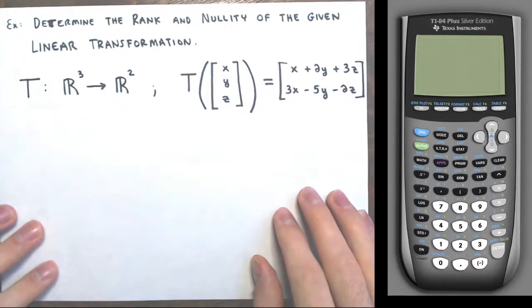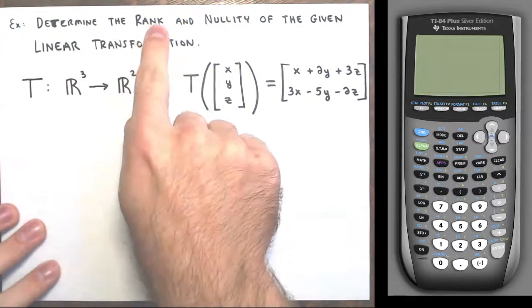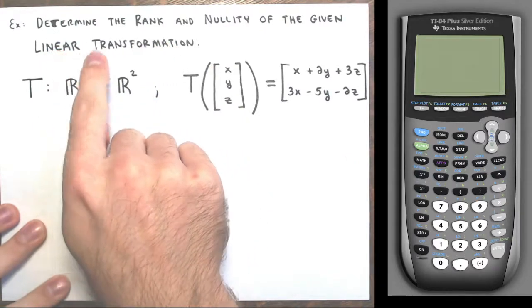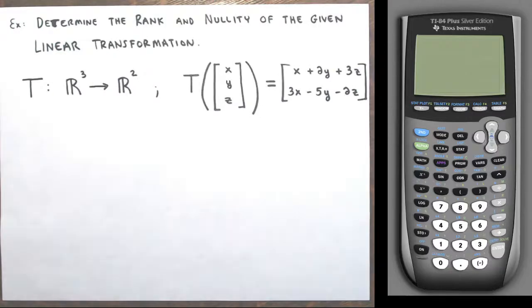and in both of the examples I have the same instructions. It's simply: determine the rank and nullity of the given linear transformation. So I don't need to show that it's linear. I am told that it's linear, so just believe it. If you don't believe it, you could go through and show that the homogeneity and additivity properties hold for this particular transformation. But again, I'm not going to do that because I am told it is linear. So we should be able to find a standard matrix, right? We should be able to express the output as a matrix times the input vector.